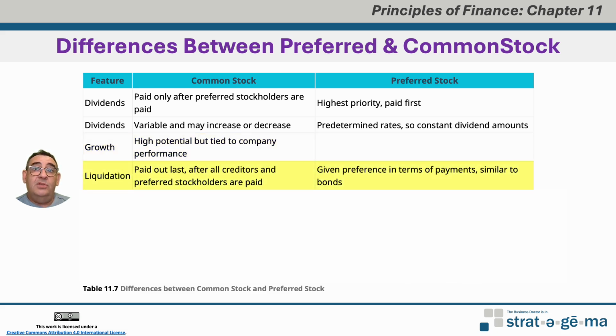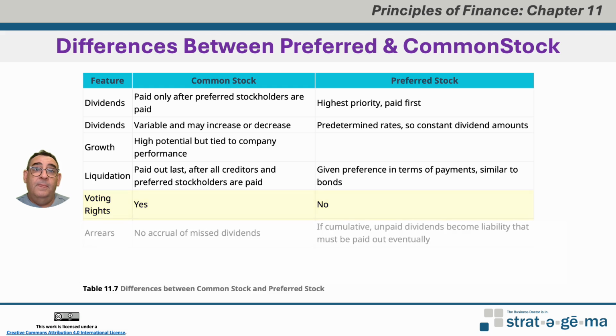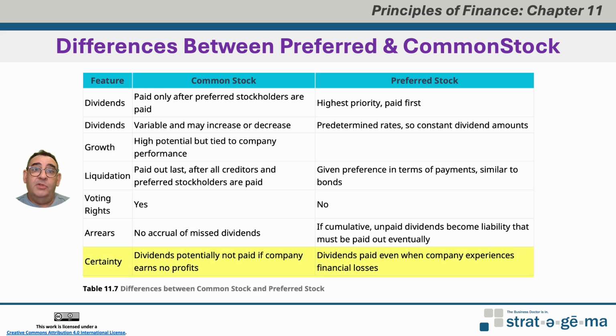In terms of liquidation, preferred shareholders are given preference in terms of payments, so they're similar to bonds, and the common shareholders are the last ones to be paid out. Common shares have voting rights, preferred shares do not. Again, in terms of arrears, common shares, there's no accrual of missing dividends, whereas for preferred shareholders, only if they're cumulative. And finally, with respect to certainty, dividends are potentially not paid if the company earns no profits.